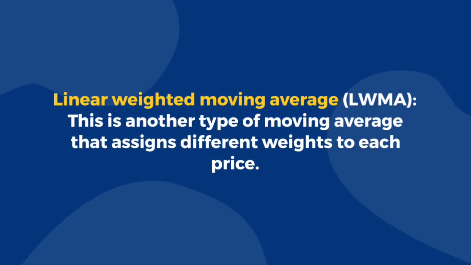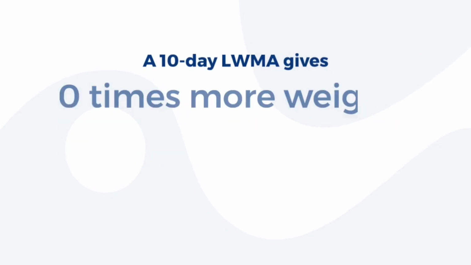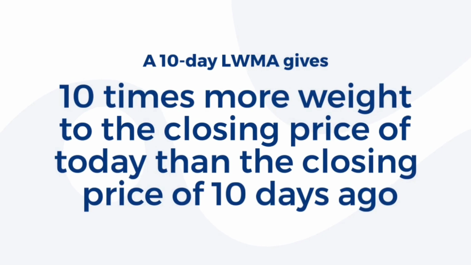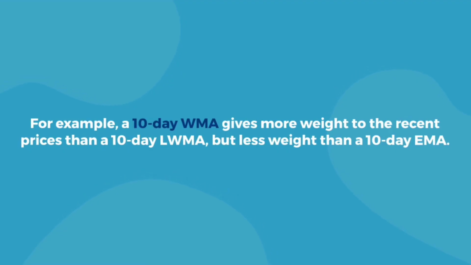Linear weighted moving average, LWMA. This is another type of moving average that assigns different weights to each price. The weights are linearly distributed, meaning that the most recent price has the highest weight and the oldest price has the lowest weight. For example, a 10-day LWMA gives 10 times more weight to the closing price of today than the closing price of 10 days ago. Weighted moving average, WMA. For example, a 10-day WMA gives more weight to the recent prices than a 10-day LWMA, but less weight than a 10-day EMA.